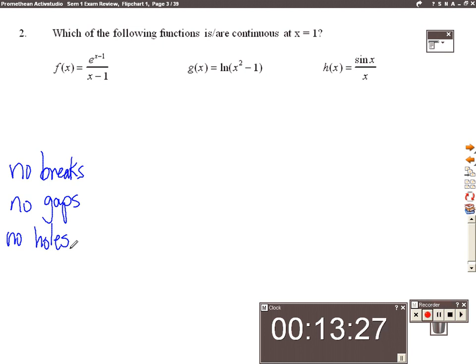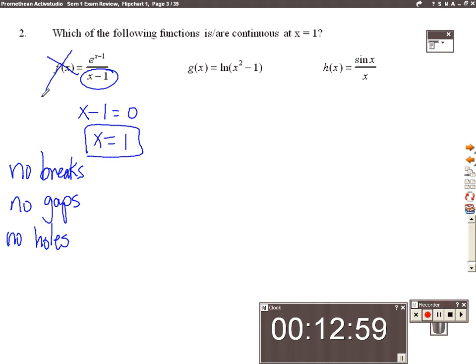One of the things that we're very concerned about, particularly when you see the first problem in number 2, is that we have a variable in the denominator. Anytime we have a variable in the denominator, there is the possibility of a discontinuity. You can see from the factor in the denominator, if we set x minus 1 equal to 0, we get x equal to 1. So there would definitely be a discontinuity at x equal to 1. So f of x is not continuous. So we're going to get rid of that one.